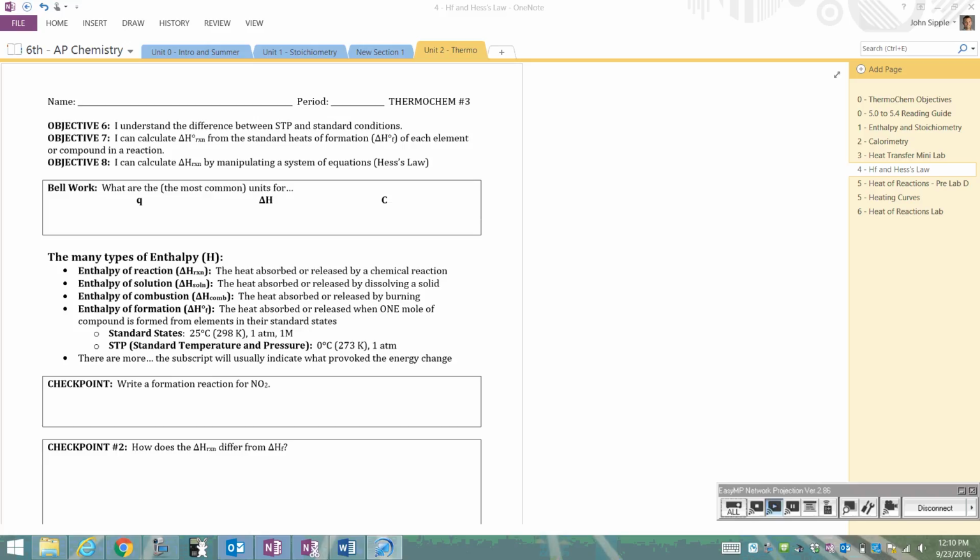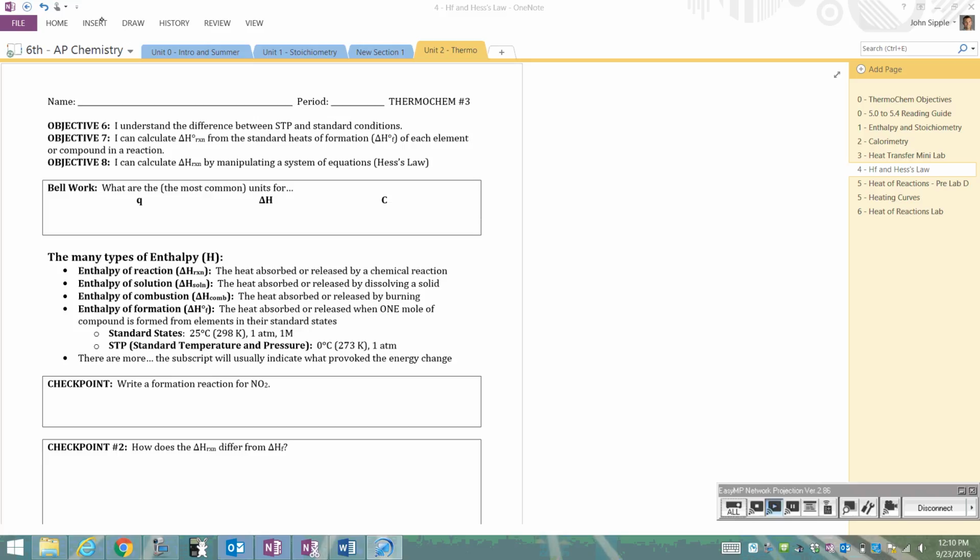We'll take a look at how you calculate the standard heat of reaction from the heats of formation, okay, that we can get from a table in the back of the book because they've been determined for us. And then we'll also use Hess's law to figure out the delta H for a reaction Q, okay? So lots of different things. With the bell work, I'll go through that real quick.